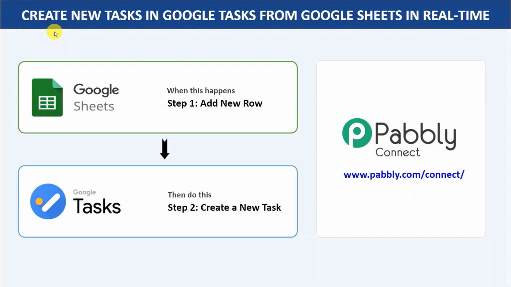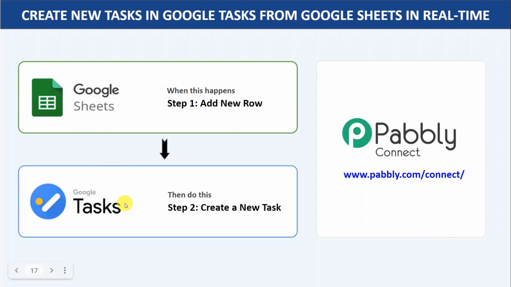Hello everyone. In today's video, we are going to learn how to create new tasks in Google Tasks from Google Sheets in real time. So, as we know that Google Sheets is a spreadsheet program where we can create and share the spreadsheets, while Google Task is a task management software. So, in this use case, I want that whenever a new row is added in my Google Sheets, it should automatically get updated on Google Task.